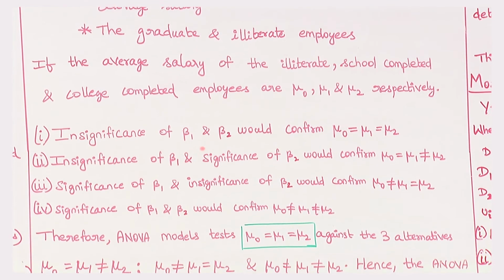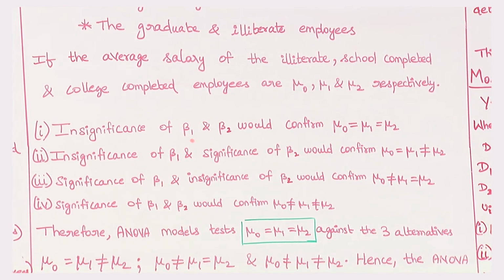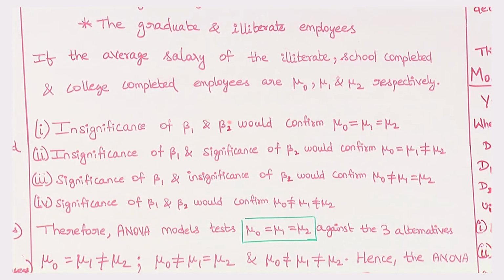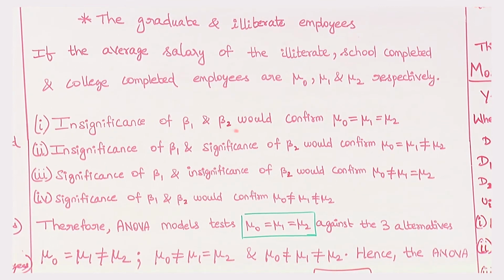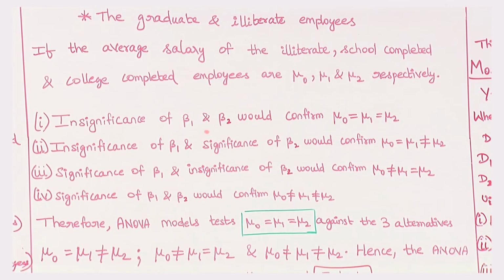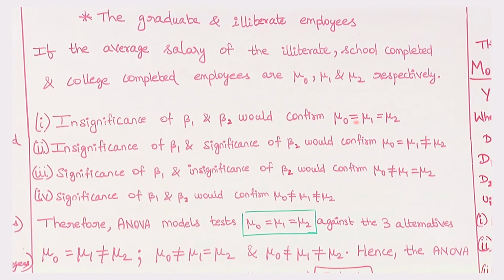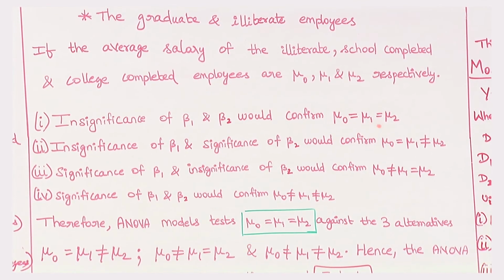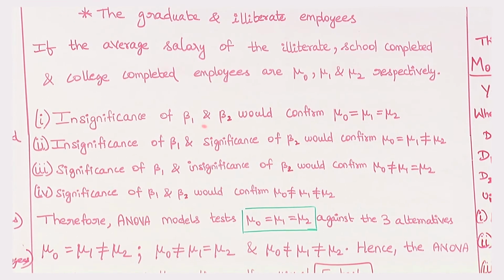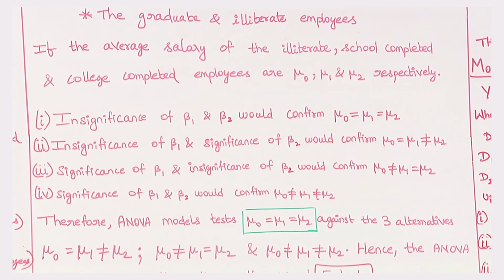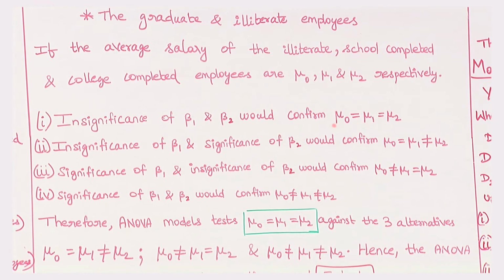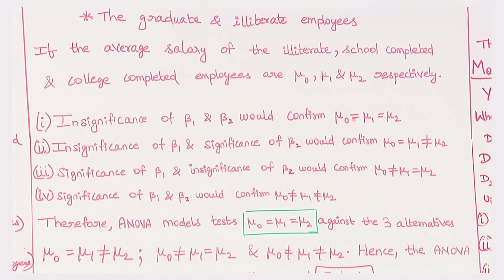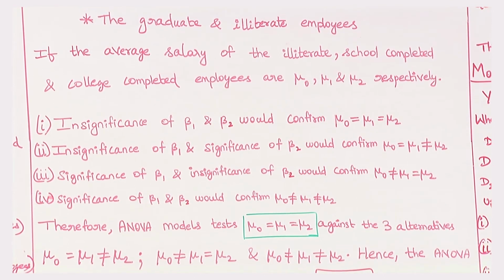Significance of beta 1 and beta 2. Beta 1 is the differential average of the school completed over and above the illiterates, and beta 2 is the differential average of the graduates over and above the illiterate employees. Insignificance of both beta 1 and beta 2 would confirm that mu 0 equals mu 1 equals mu 2, because if beta 1 and beta 2 are insignificant, that means they are zero. So, there is no difference between the 3 categories of employees.